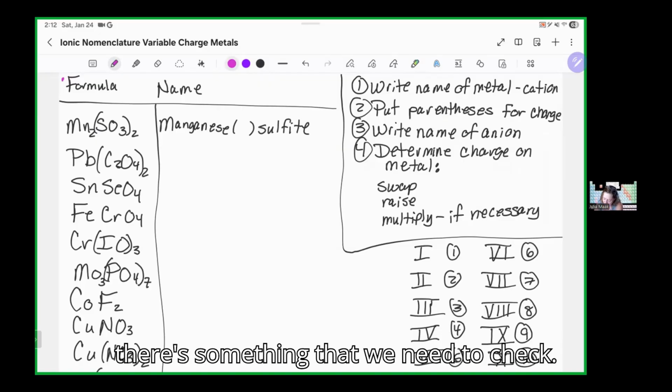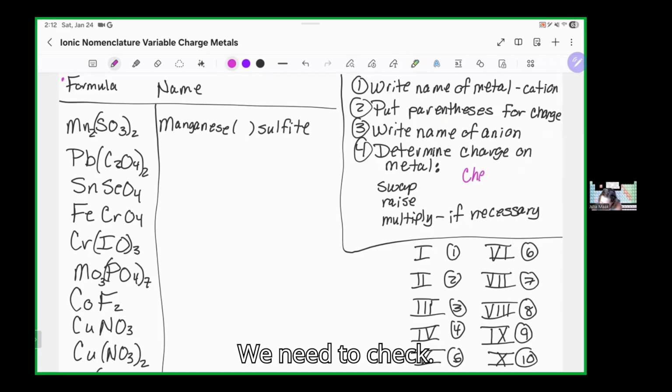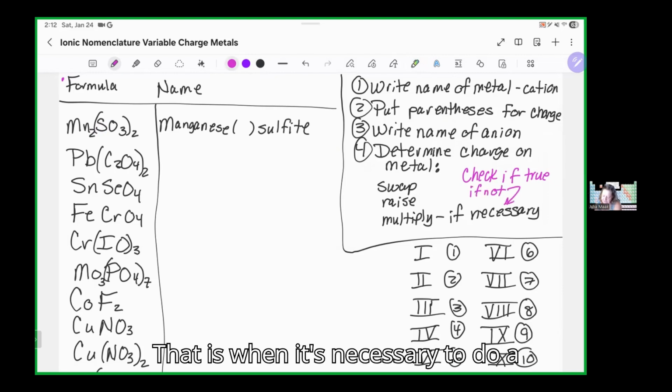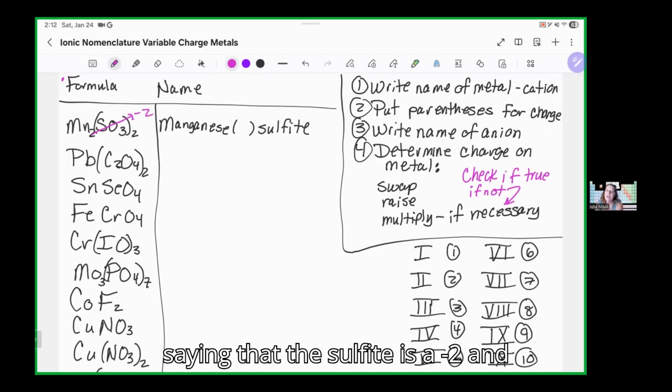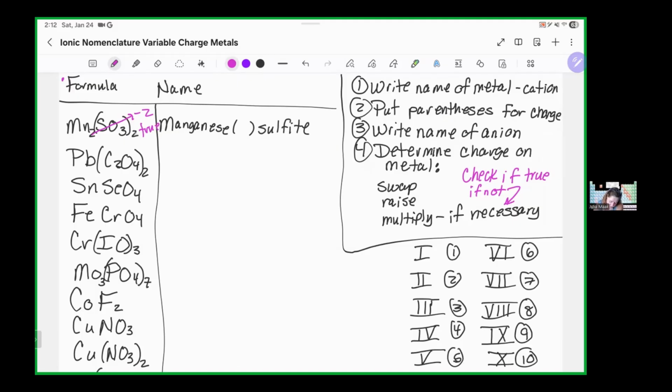Okay, and there's something that we need to check. We need to check if it's true. And if it's not true, that is when it's necessary to do a multiplication. Okay, so we're going to swap and bring the 2 up. So we're saying that the sulfite is a -2. And that is true. Sulfite is a -2.